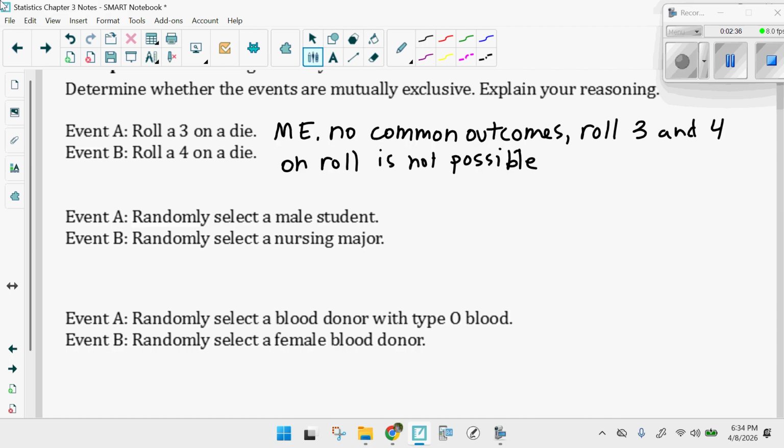And by the way, how we'll represent these probabilities is using an OR. So this is the probability of getting a 3 and a 4 on one roll, which is not possible.